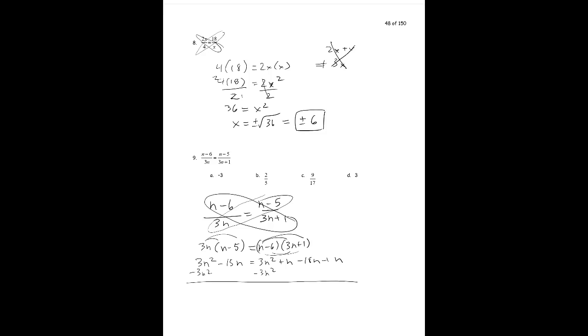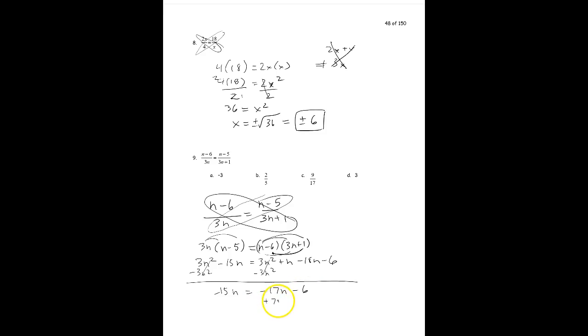I have just noticed an error in what I did, so I'm going to erase this one right here. When I did this foiling, I didn't do the right last term. What I really should have done was negative 6 with 1. So this term right here on the end should be minus 6, because negative 6 times 1 is negative 6. Okay, so now I can still simplify here. Minus 15n, those cancel. n minus 18n is negative 17n minus 6.